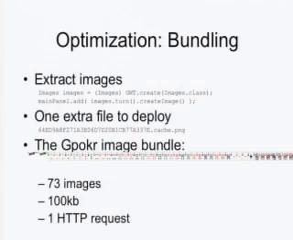I also have an example of the gpoker image bundle here. It goes off the screen. It's pretty huge. There's 73 images in it. It's about 100 kilobytes, and it's downloaded in one HTTP request. So you could just imagine if this had to be done without an image bundle, you would load these 73 images two at a time.